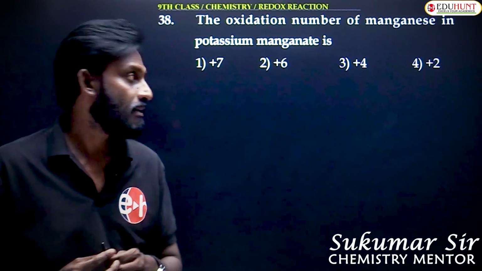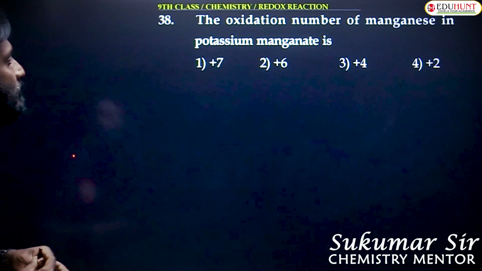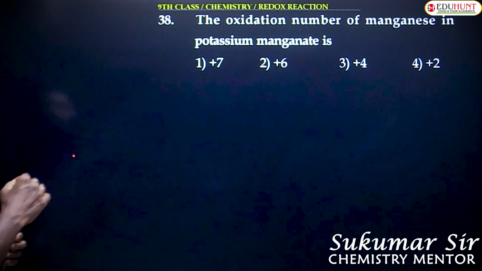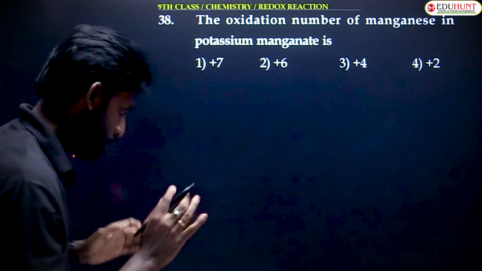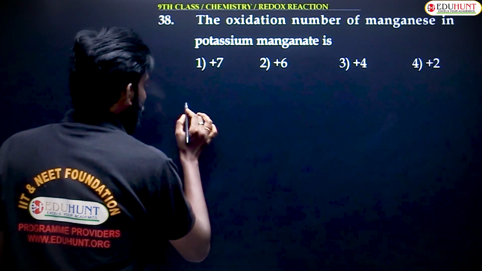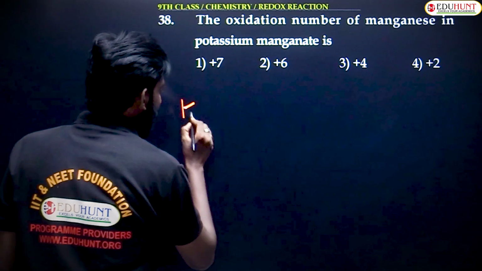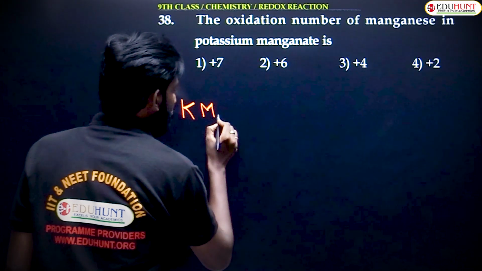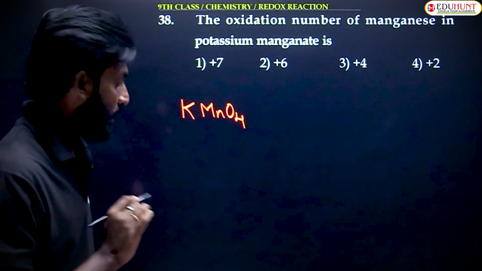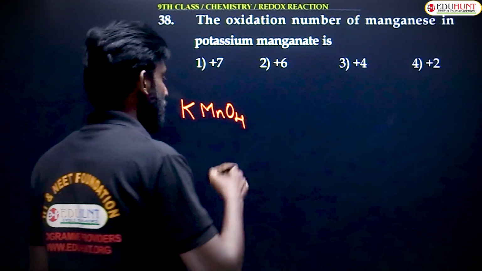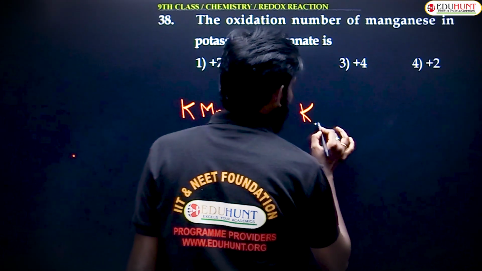Mains model worksheet. Question number 38. The oxidation number of manganese in potassium manganate. See, there are two things regarding here. One is potassium permanganate, KMnO4. Don't forget, potassium permanganate. Another one is potassium manganate.